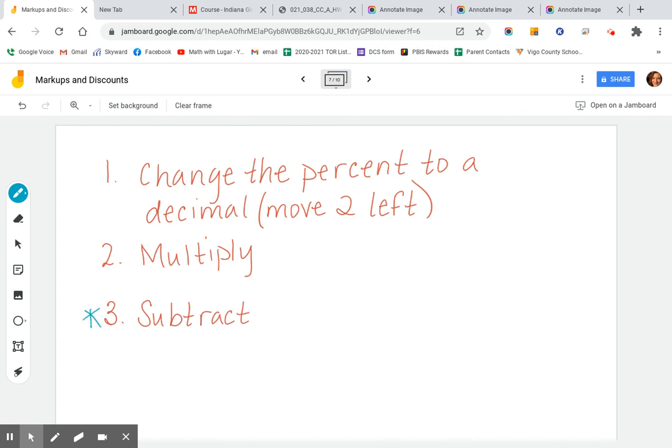We're still going to change the percent to a decimal by scooting 2 to the left. We're still going to multiply, but then instead of adding that on, we're going to subtract it from the original price to make the new price smaller.